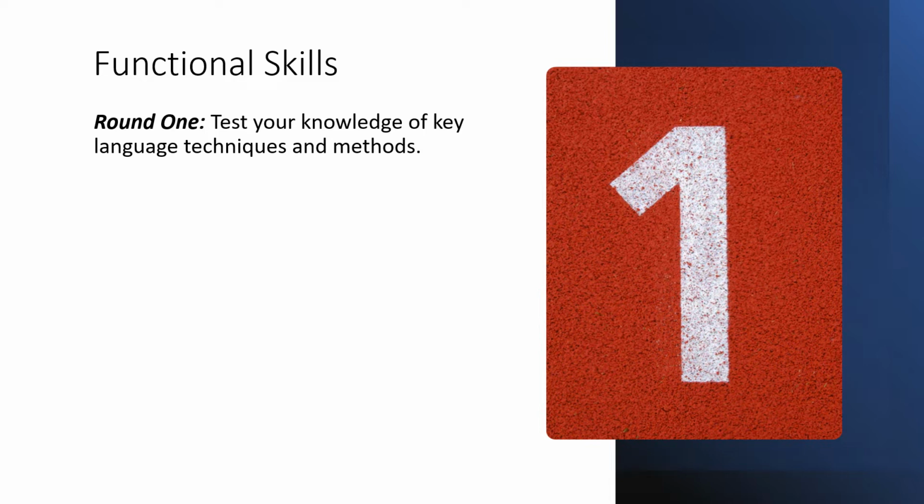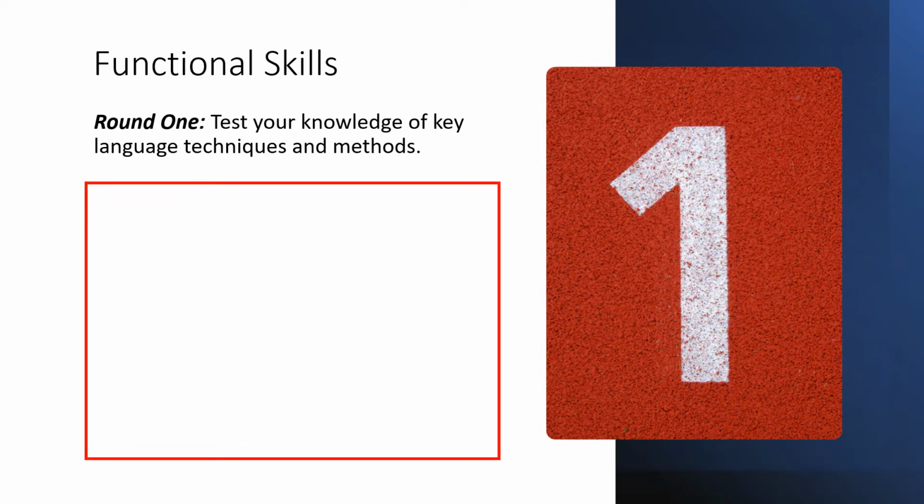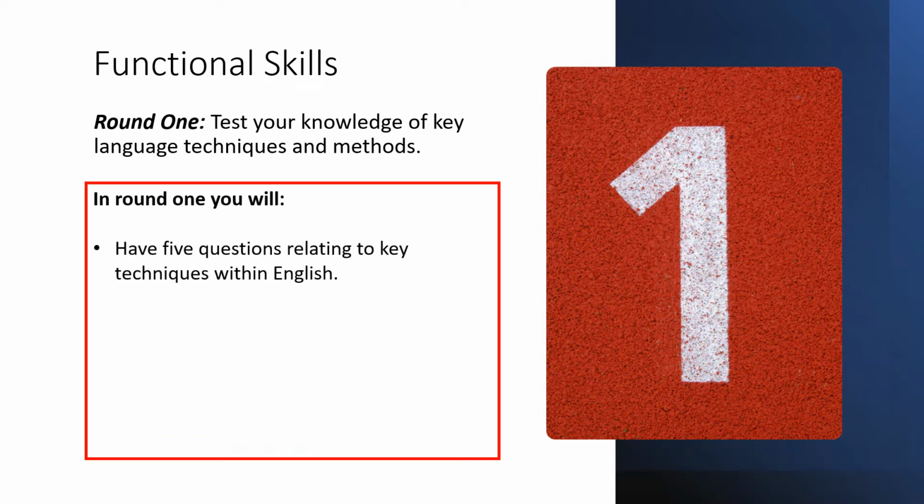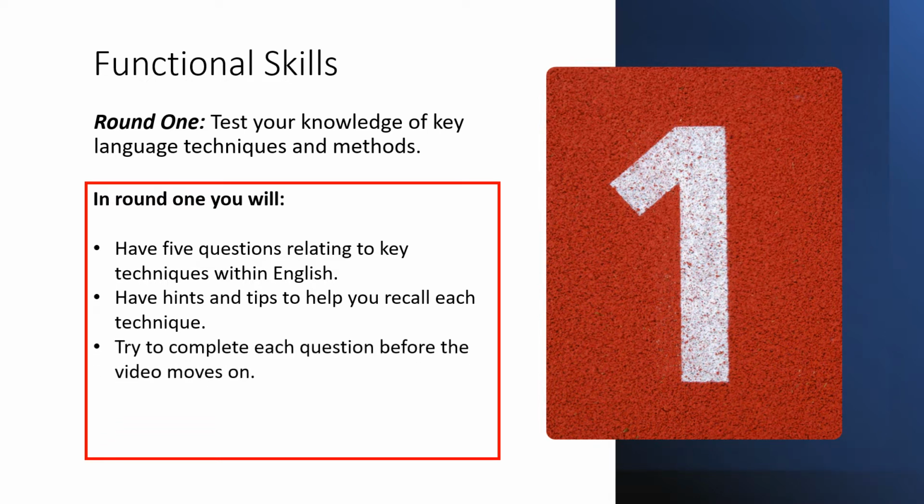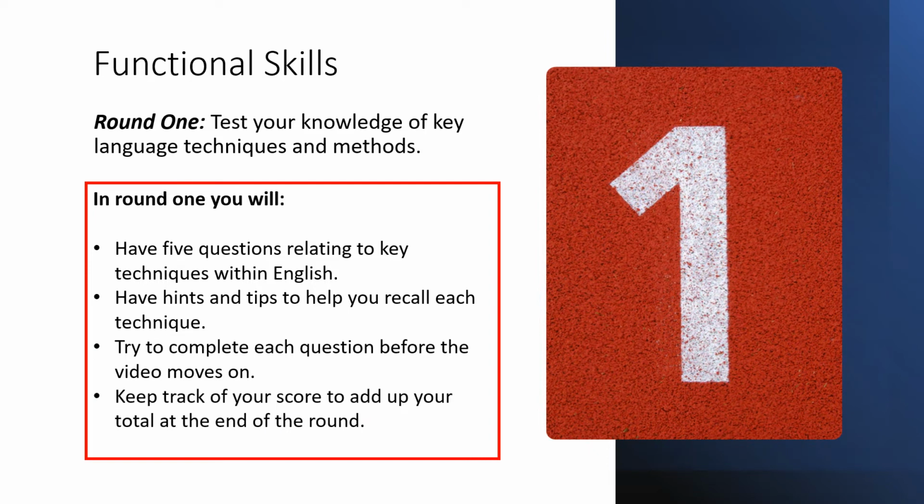Round 1. In this round, what we're going to do is try and test your knowledge of key language techniques and methods. So these are ones that you're going to need to know for both any level of functional skills as well as going on to GCSE English as well. So in round 1, you will have 5 questions relating to key techniques within English, with hints and tips to help you recall each technique. Try and complete each question before the video moves on, and keep track of your score to add up your total at the end of the round.